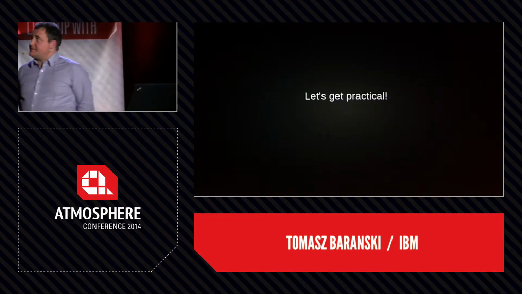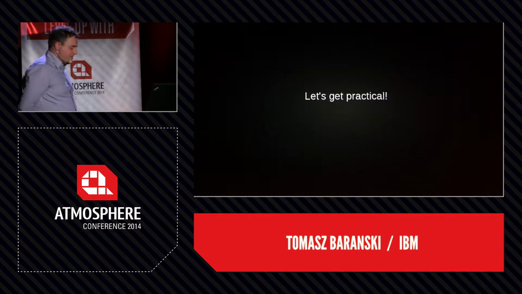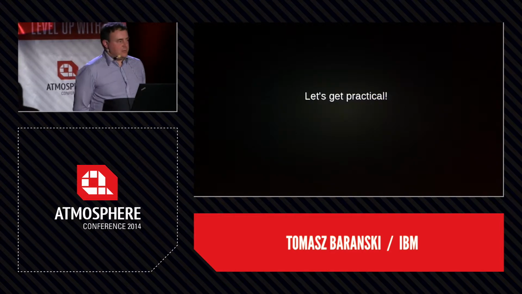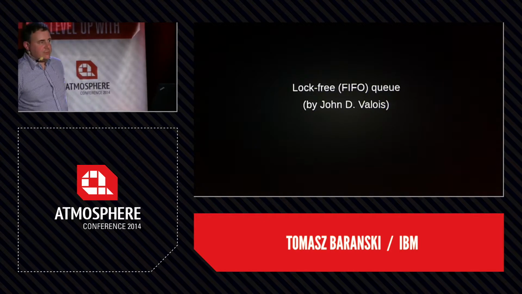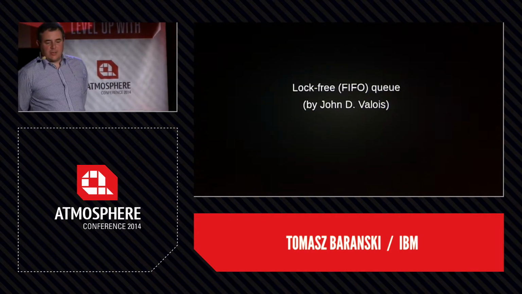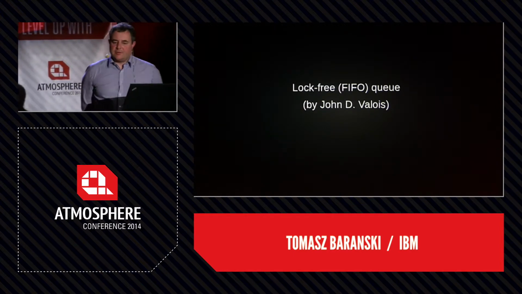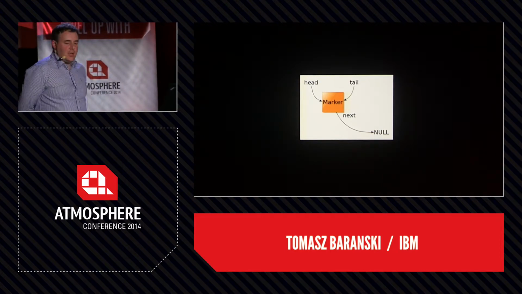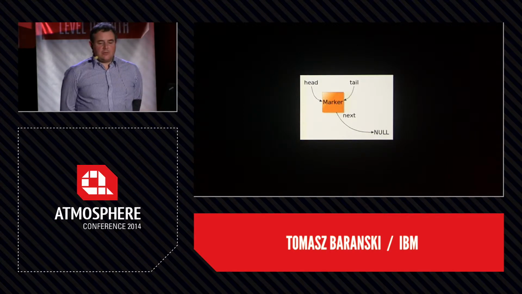All right, this is very dry and maybe not that interesting, but let's get practical. Let's write some lockless code, a shared data structure, a FIFO queue. It's not mine, it was designed by one John D. Valois. You can Google the paper he published on this queue. So let's first consider a queue. This is what he proposed. We have a head, a tail, and a marker, which is a kind of node that only exists so that head and tail are not null.